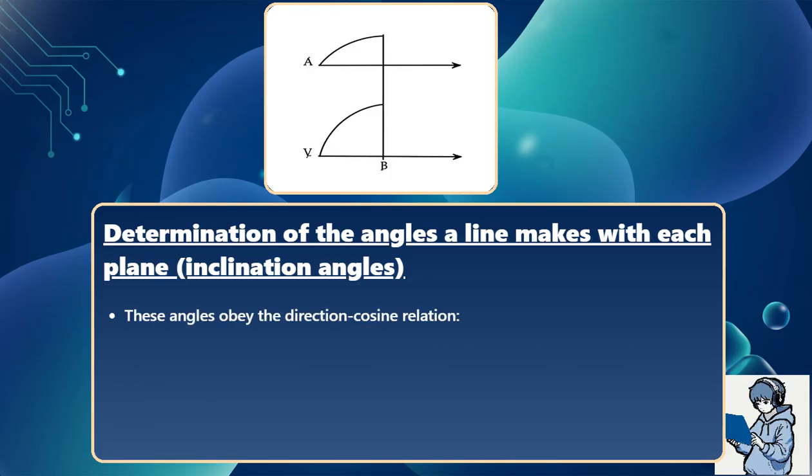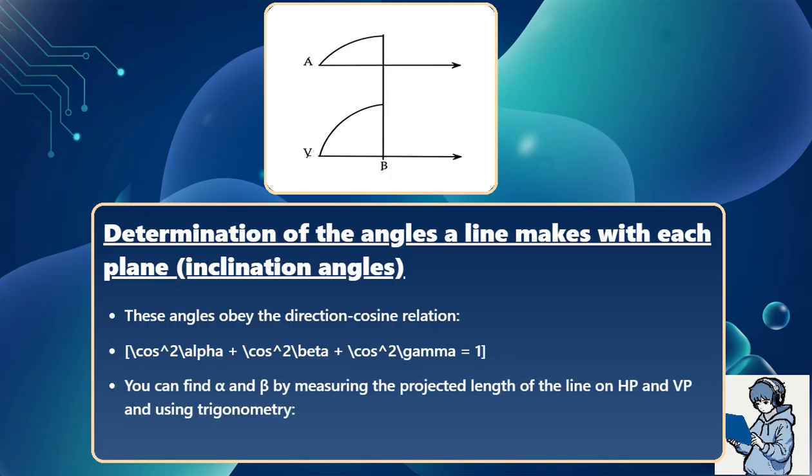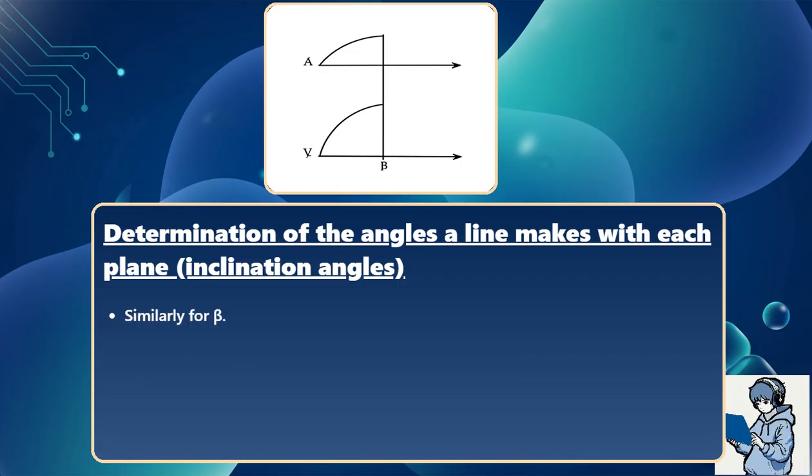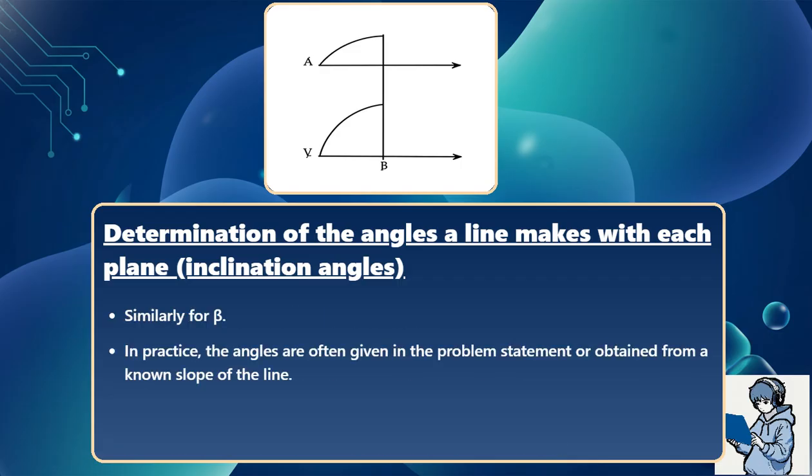These angles obey the direction cosine relation: cosine squared alpha plus cosine squared beta plus cosine squared gamma equals 1. You can find alpha and beta by measuring the projected length of the line on HP and VP and using trigonometry. Cosine alpha equals projection on HP divided by true length. Similarly for beta. In practice, the angles are often given in the problem statement or obtained from a known slope of the line.